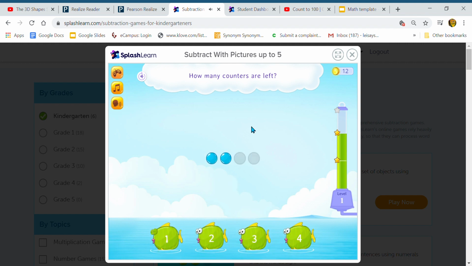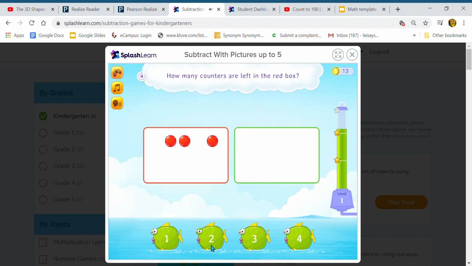Alright, so we have 4 fingers. Show me 4, because there were 4 counters at the beginning. Now hide or take away 2. Put 2 of those fingers down. How many fingers are still up? 2, yes. On a roll! How many counters are left in the red box?